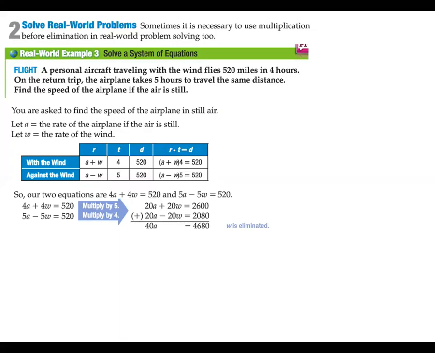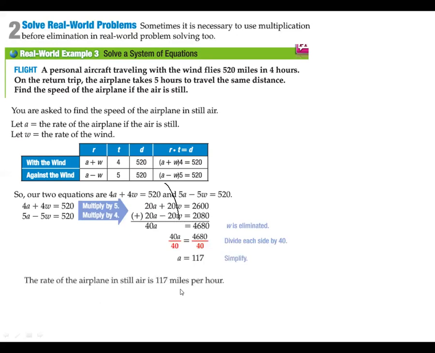You just have to get the coefficients to be the same. Since the W's are already opposites, I'm going to try to multiply something to get the least common multiple of 4 and 5, which would be 20. So multiply the first equation by 5, the second equation by 4, and that's what you get. And you add those, the W's cancel. You get 40A equals 4,680. Divide both sides by 40, and you get A is 117. So that means the airspeed, or the airplane speed, is 117.